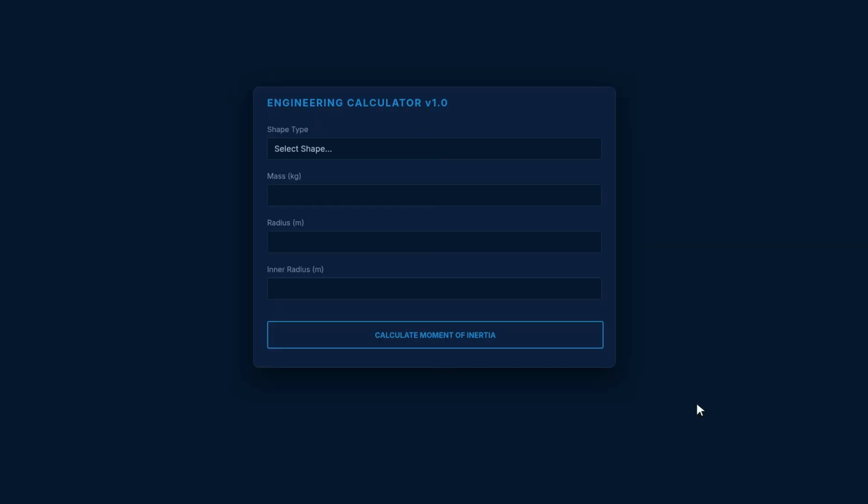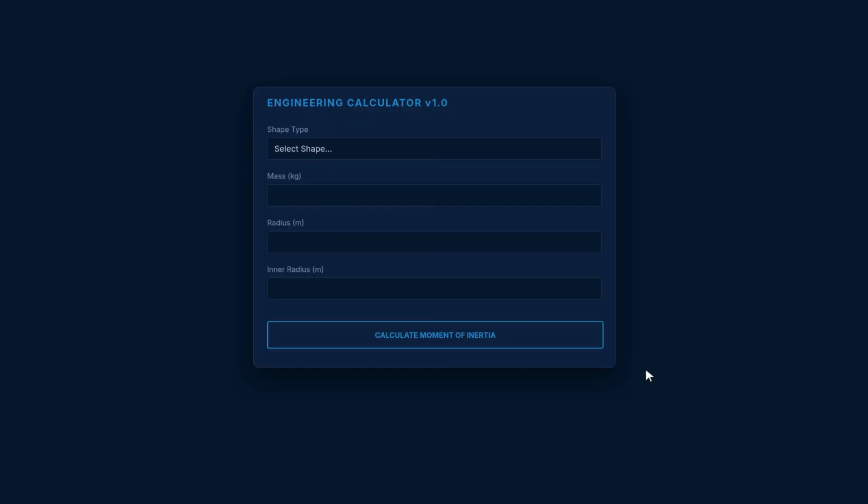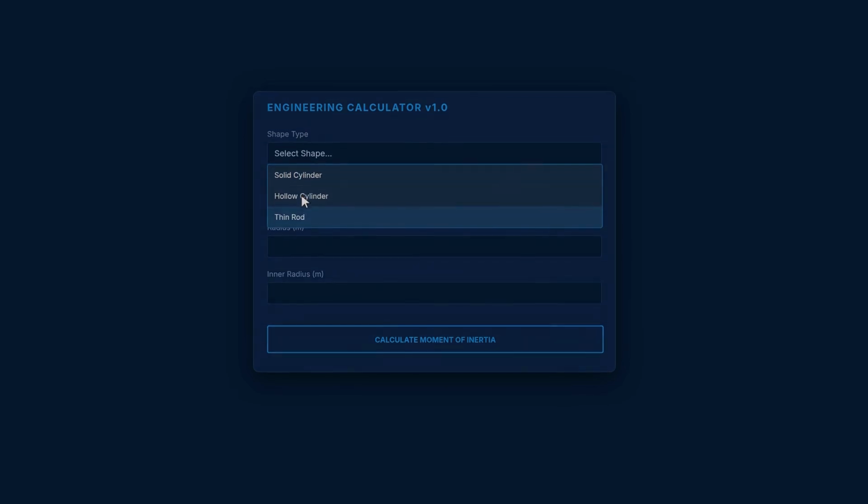Below that, you'll find 3 input fields. First is mass in kilograms, where you enter the object's mass. Next is radius in meters for the outer dimension. The third field is inner radius in meters, which applies only to hollow shapes. After entering your values, click the Calculate Moment of Inertia button.